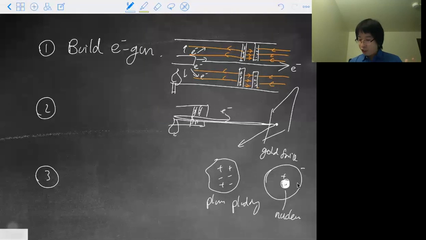So a lot of electrons pass straight through, but for every 1,000 electrons, there's one that bounces back because there's a chance where it hits the nucleus and bounces back. All right. So in science, this is one nice application.